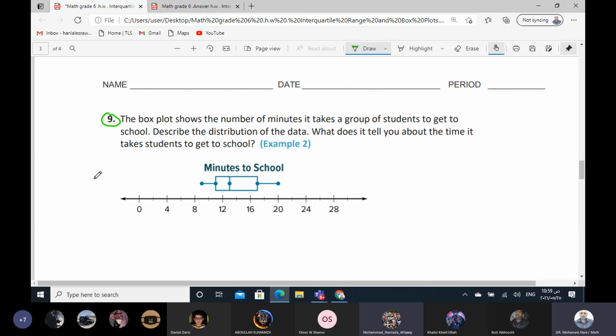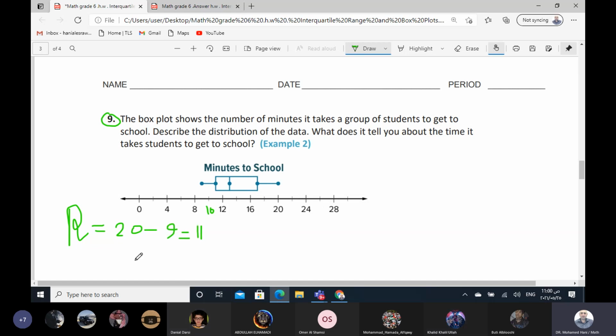The interquartile range is Q3 minus Q1. As you see here, for the range, the biggest value is 20 minus the smallest value, which is about 9. 20 minus 9 will be 11.